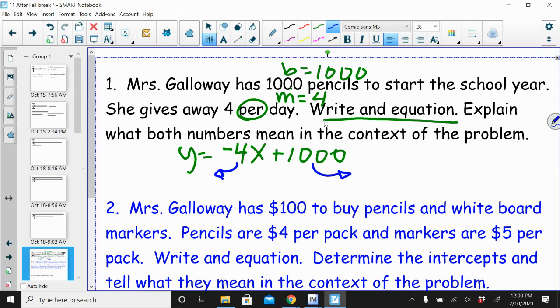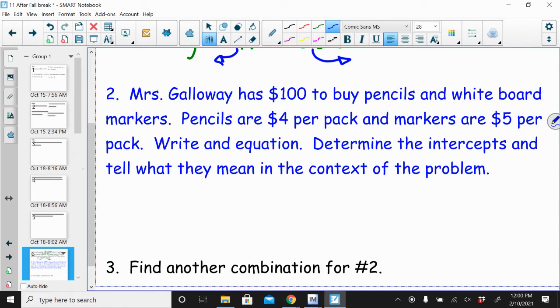All right, so number 2. Scala has $100 to buy pencils and whiteboard markers. Pencils are $4 per pack and markers are $5 per pack. Write an equation. Now, when there's 3 numbers involved, this one has 3 numbers because you've got the slope and then a point. So there's 2 numbers involved. This one, you're going to have 4 numbers. This one is also 3 numbers because you're going to have 2 rates. So that's 2 numbers and then a total. So with 3 numbers, it could be 4 or it could be 2.